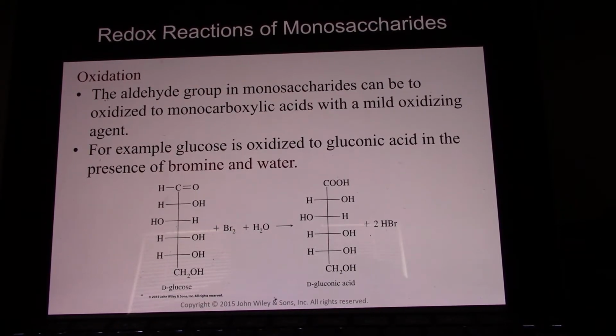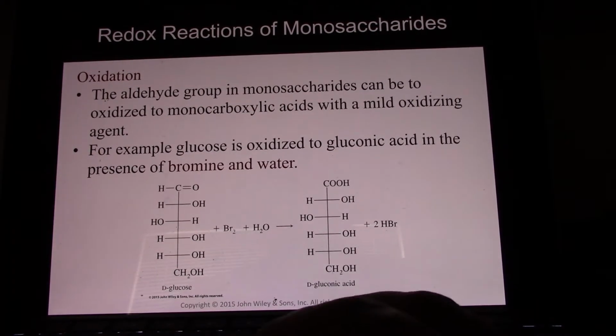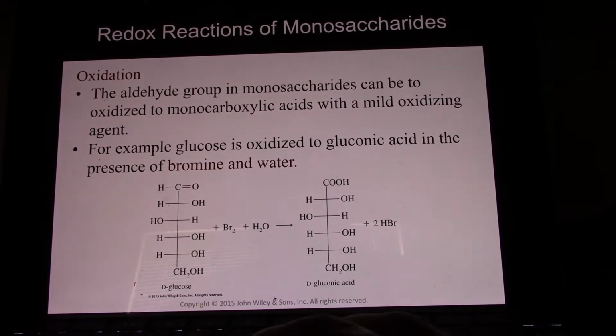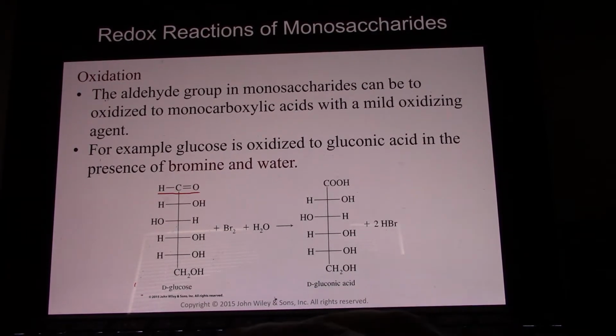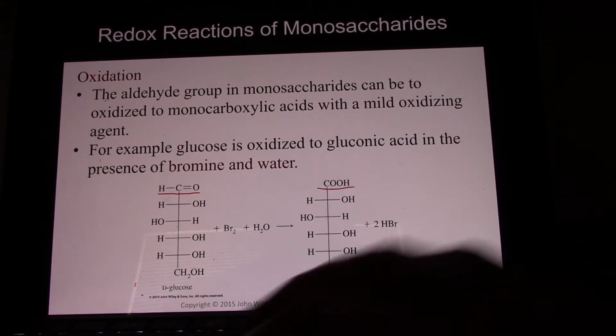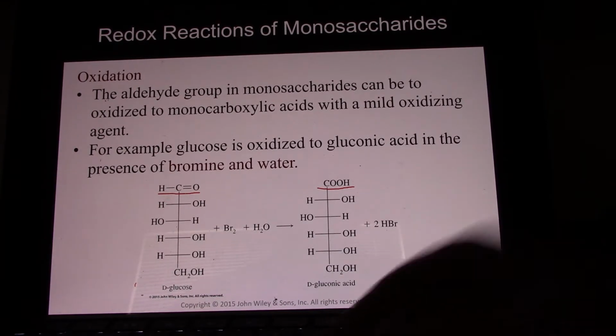Oxidation. The aldehyde group in monosaccharides can be oxidized to a monocarboxylic acid. And that takes a very weak oxidizing agent because aldehydes are super reactive, so it does not take much to oxidize one to a carboxylic acid. A little bit of bromine in water will do the trick.